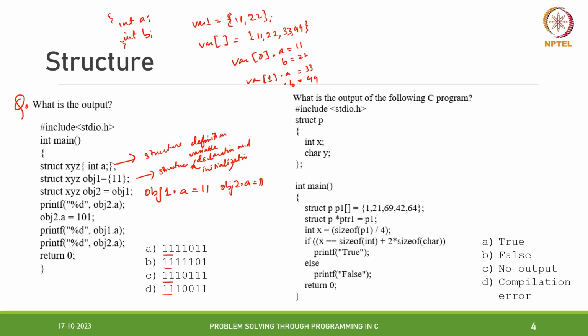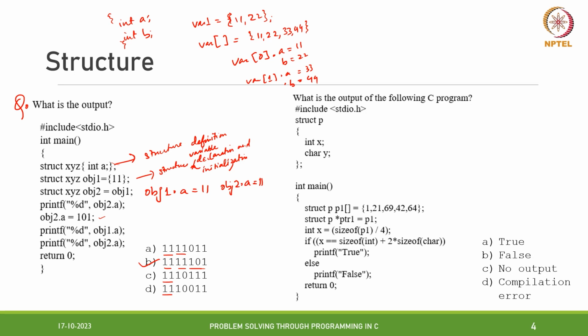Next we set obj2.a to 101, and we print obj1.a. So obj1.a is still unchanged because you are not changing the value of that structure. The only operation you have done is copying the values of the components of obj1 to obj2, but you're never changing the values of the components of obj1. So it is still 11, and you're going to print 11 again. Then obj2.a, when you print that, you have changed the value to 101, so you will have 101. So option B will be the answer here.